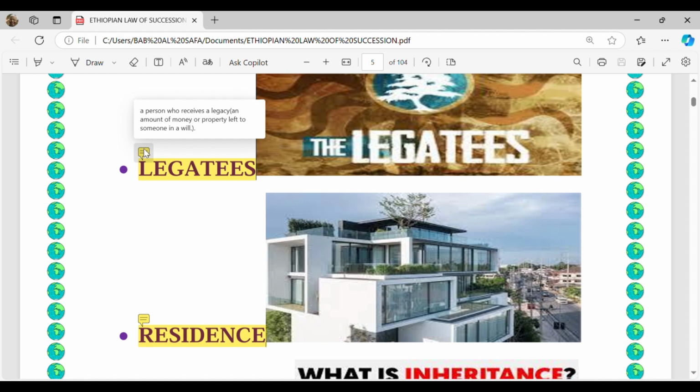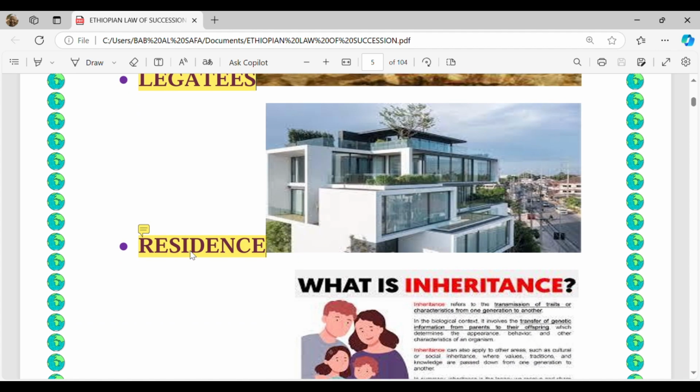Who receives legacy? What does it mean by legacy? Legacy means a property or money that's left to someone else in a will. The deceased may have made a will during his lifetime before his death. And the person who receives legacy or an amount of money by the entitlement given to him by the will made by the deceased is called a legatee.